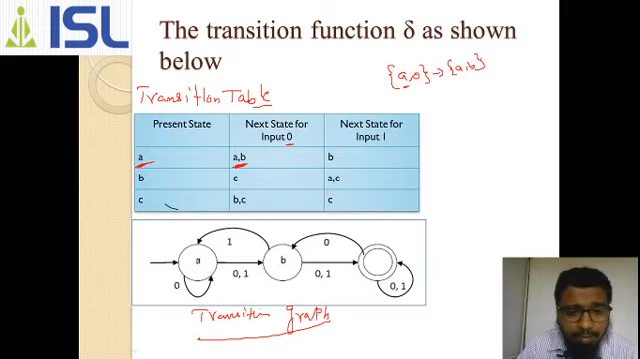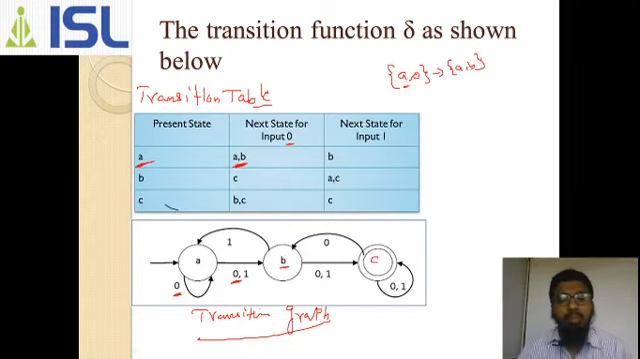So let's see in the transition graph. A, if the input is 0, where is it going? A and B. Let's see. A with 0 is going to A, and again it is going to B also. Here also 0 is going to B. So A with 0 goes to A as well as B. First we will do this, then we will see the graph.